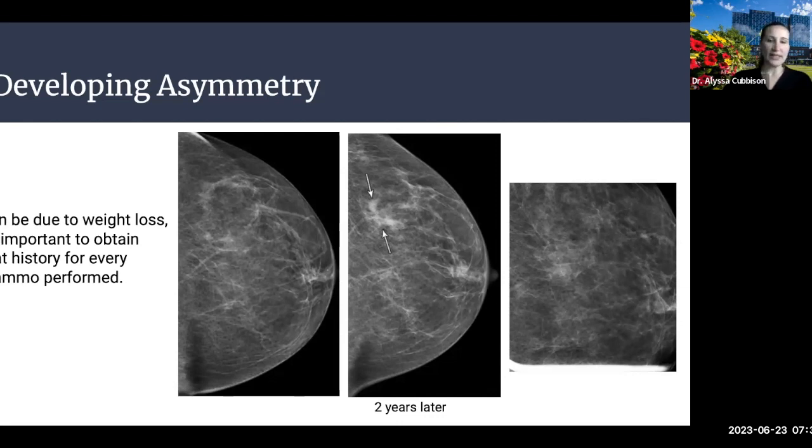Now, obviously, history is very important. Did it really just develop? Did the development of it coincide with the timing of the weight loss? Obviously those are all things to be specific on, but it can be an explanation.